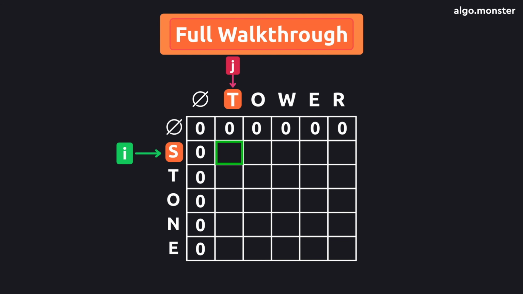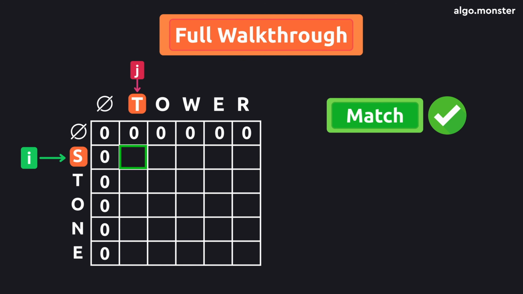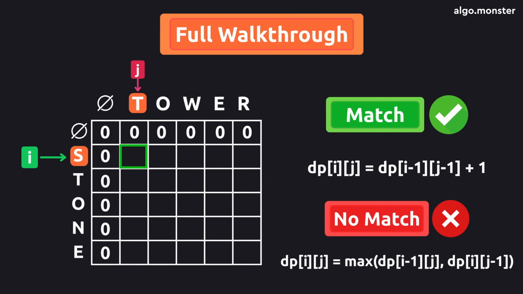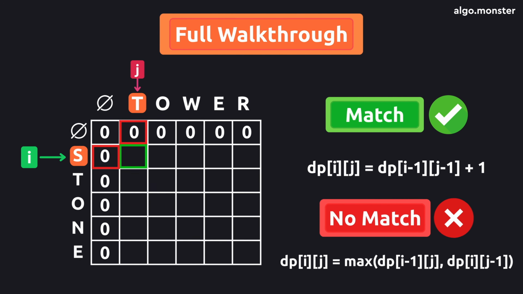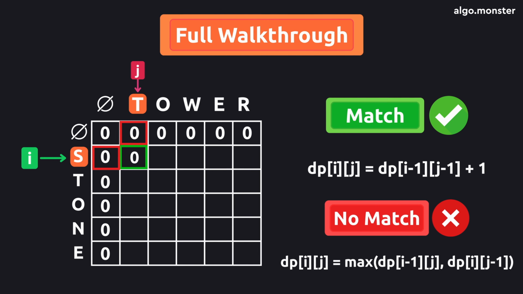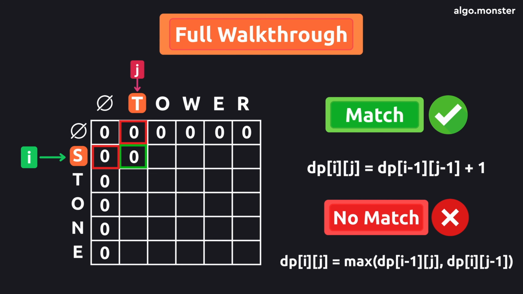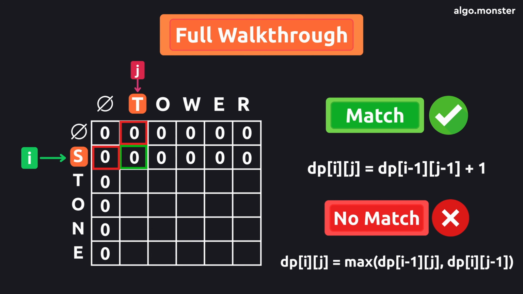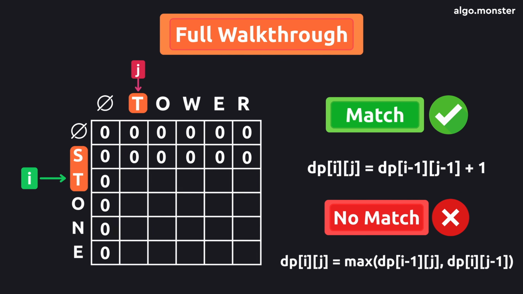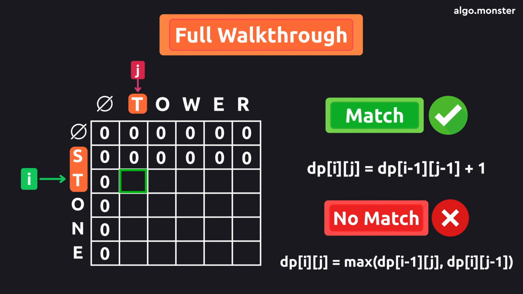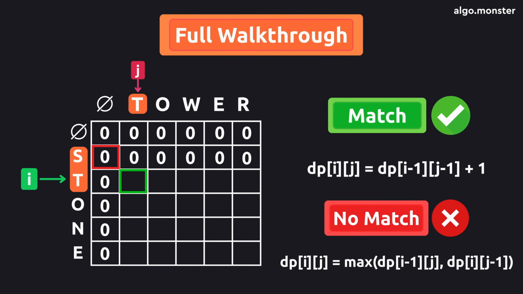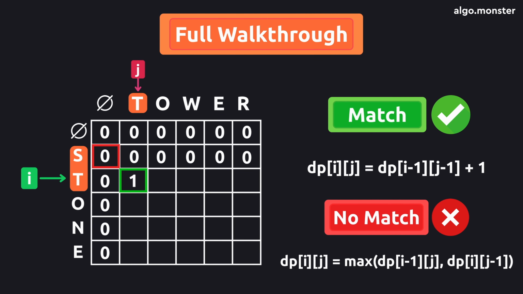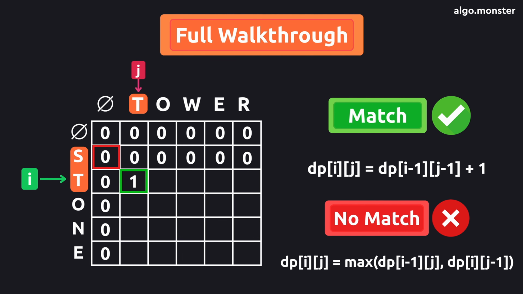Now we go through the table cell by cell. In the first meaningful cell, we compare S and T. They don't match, so we apply the second formula and take the maximum of the left and upper cells. Both are 0, so the result is 0. That makes sense. S and T have nothing in common, so we move to the next cell. Now we compare T and T. They match, so we apply the first formula. We take the diagonal cell and add 1, and we get 1. Again, that makes sense. We found one matching letter.